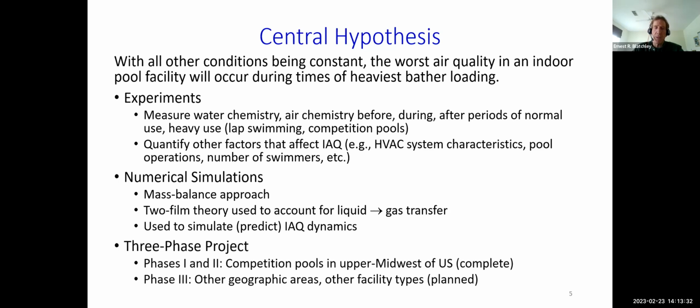So this project that I'm going to describe is a three-phase project. What I'm going to present today are the results of phases 1 and 2, which have focused on competition pools located in the upper Midwest. That's largely just for convenience from our perspective. They're close to where my lab and where my students are. In phase 3, which I'll describe briefly later in this presentation, we hope to conduct similar experiments and simulations in other geographic areas and with other facility types.